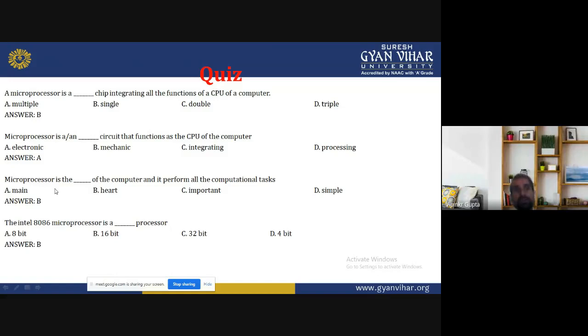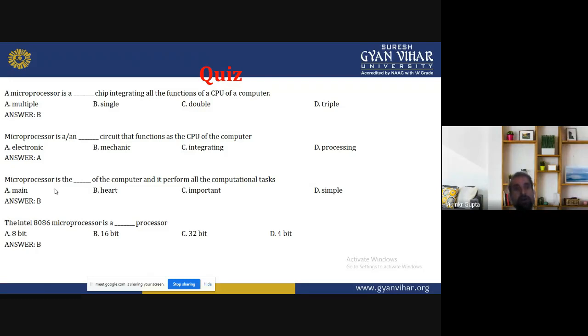Microprocessor is a circuit that functions as the CPU of the computer. A microprocessor is an electronic circuit. Why do we say it is an electronic circuit? Because it is made of transistors. That's why we can say it is an electronic circuit.